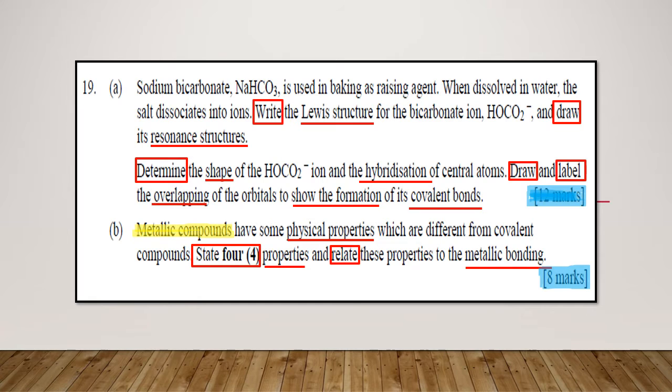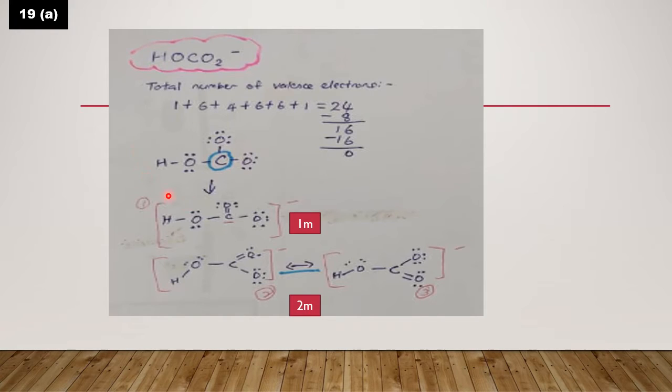So let's check. The first one, I draw the Lewis structure. So follow the rules, determine the central atom. Actually, how many central atoms are there? C and O.